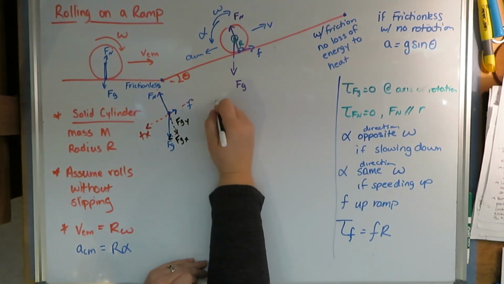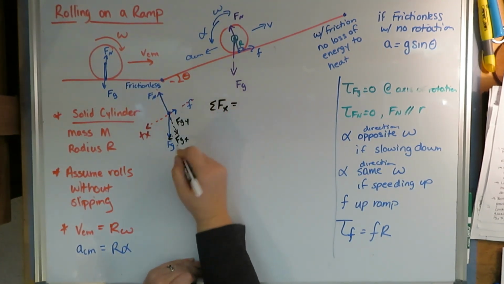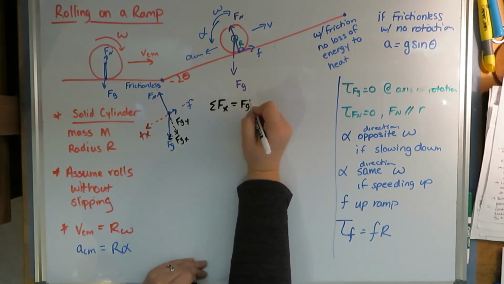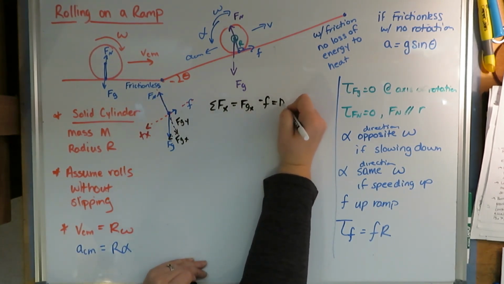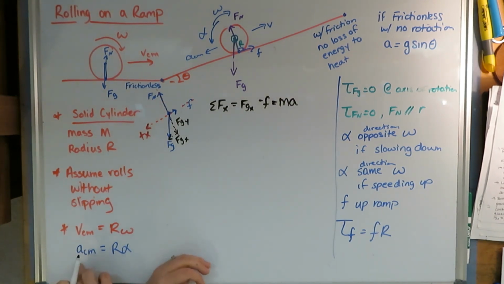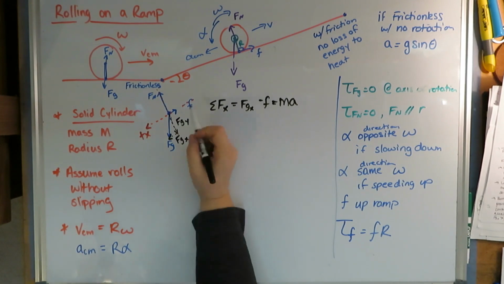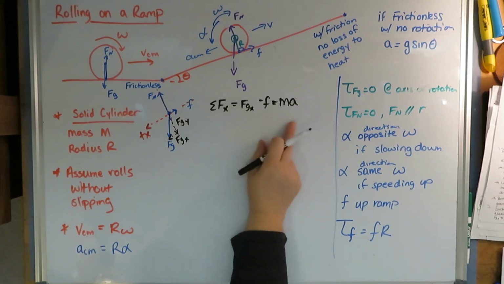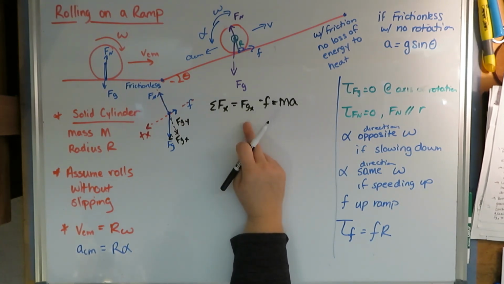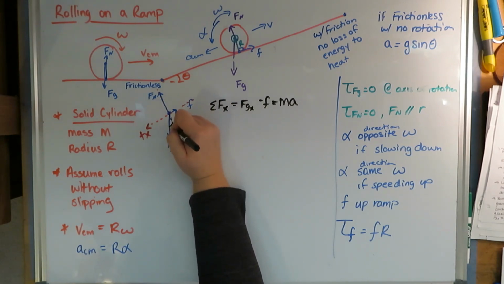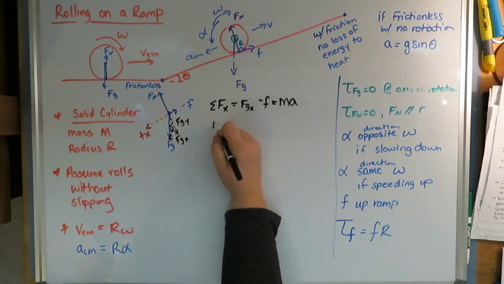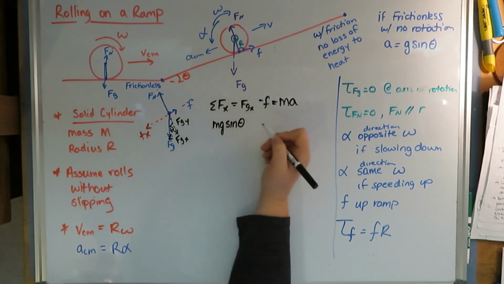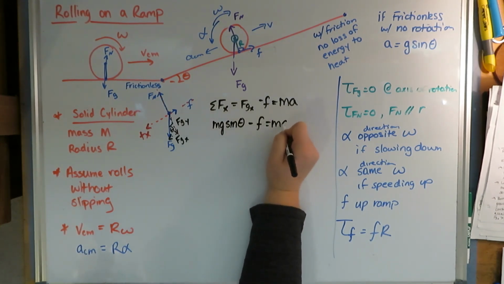So I could write a net force in the x direction, which would be my Fgx minus my friction force is going to equal m times a. And that is a for my center of mass, that's my linear acceleration. I could do an equation in the y dimension that would just tell me that Fgy equals Fn, which we're not going to need in this case. So if that's my angle theta, Fgx is going to be mg sine theta, and I have minus friction force is equal to m times a.